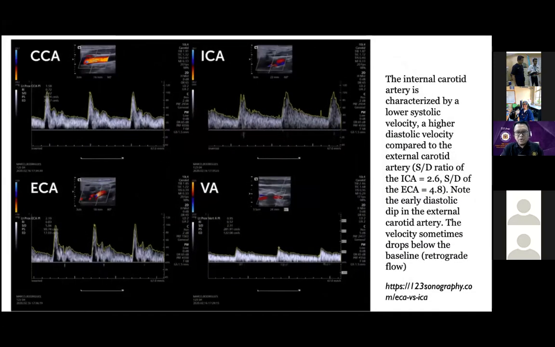Before we go further, it's very important for us to do pattern recognition, looking into the normal waveform of the CCA, ICA, and ECA. If you look here, forget about the VA, it's the vertebral artery, so we're not going to discuss it here. The CCA and ICA are almost similar, but the peak systolic velocity is a little bit higher compared to the ICA. And the EDV is almost similar, even though the CCA is basically a mix between ICA and ECA. But the ICA should have a low RI, low resistive index. If you compare, in the ECA there is a very high peak systolic velocity as well as a lower end diastolic velocity. That's why they have a high RI.